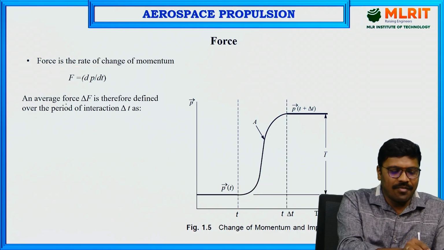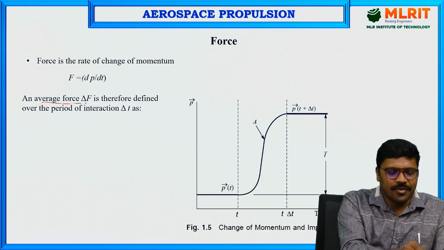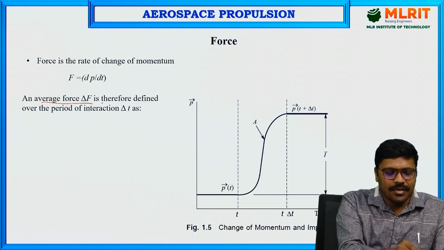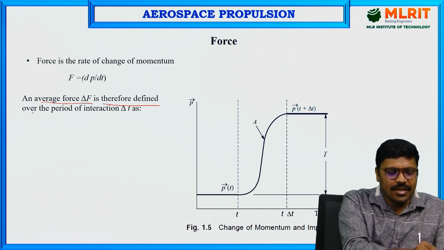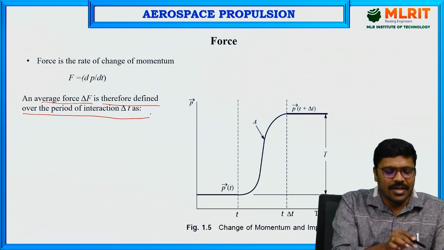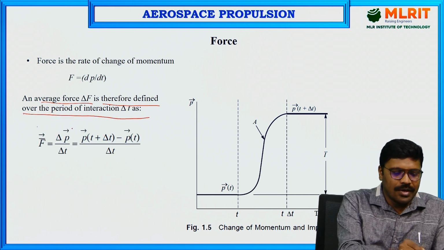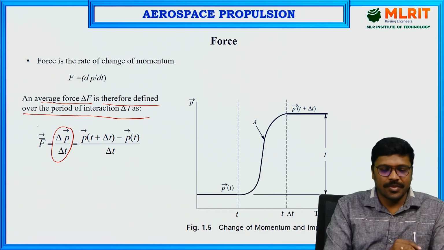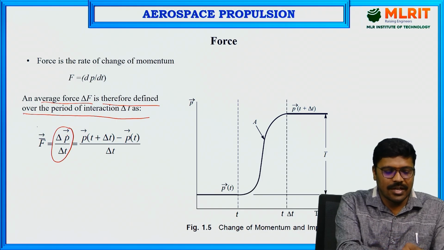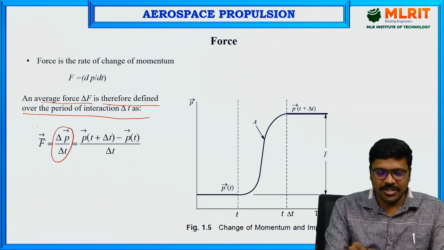Okay, so suppose you take the average force, delta F. It is defined over the period of interaction delta T, taken as F is equal to delta P by delta T. The change in momentum, that is delta P, divided by delta T, how much time it has taken.